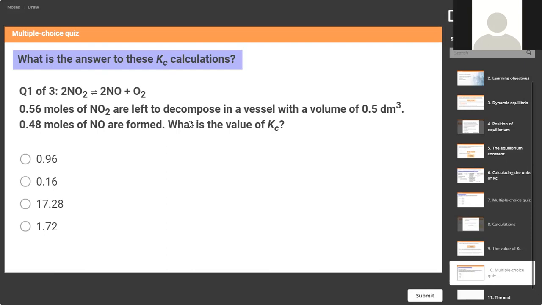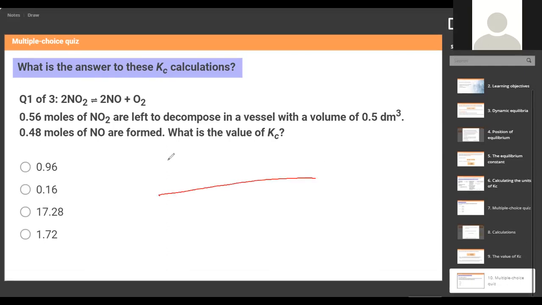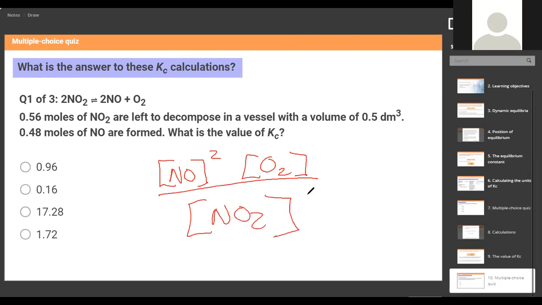So basically, let's just set up our Kc equation. We would have NO up here, O2 here, and we would have NO2 to the power 2 here. Okay, so straight away we can look at this and we know that our units, if it asked us for units, obviously it's not, but our units would be moles. There we go, because this will cancel out, this will cancel out, and we're just left with that.